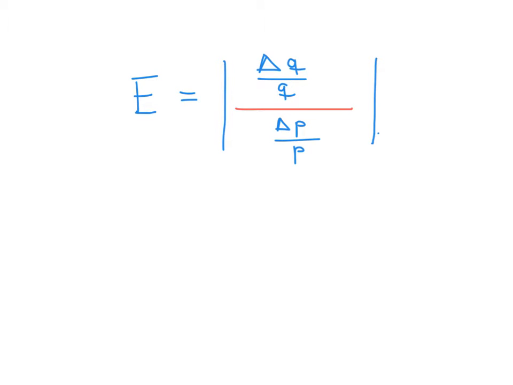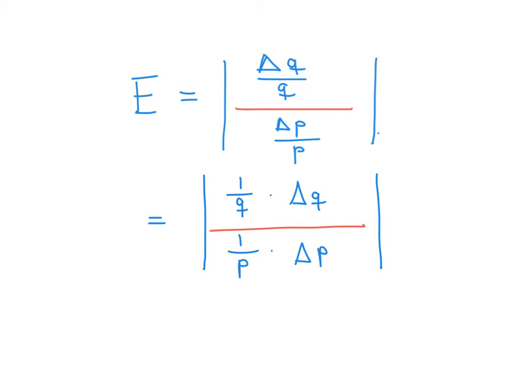We want to see how relative or percent change in price affects percent change in demand, right? So that's why we're doing delta P divided by P. And I marked this here, the main fraction here red, so that you see this is the, we divide this percent change through the percent change in price.